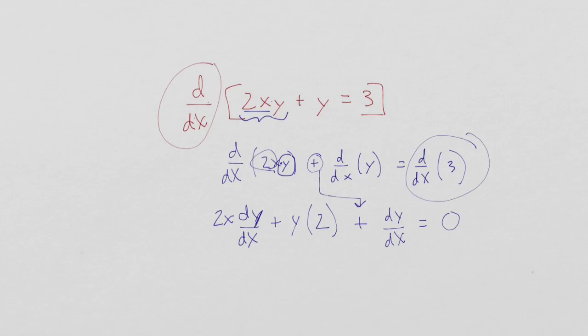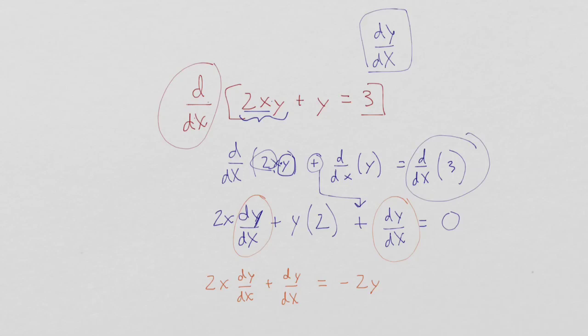The goal is to find the derivative of y, which is dy over dx. And the problem right now is that we have two dy over dx terms. So we're going to go back to Algebra 1 land and factor this thing out. And it's going to look like this. So I've just moved 2y to the other side. And now we can see that I have a common term of dy over dx that I can factor out.